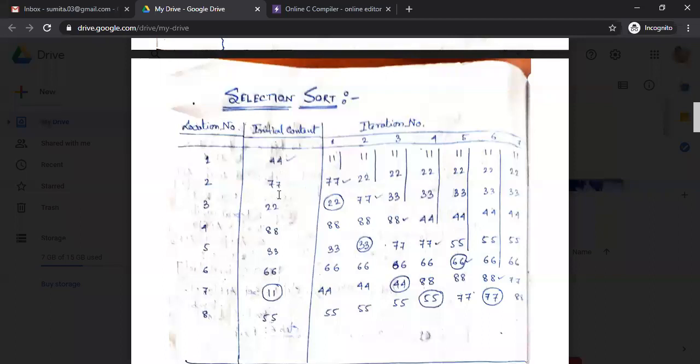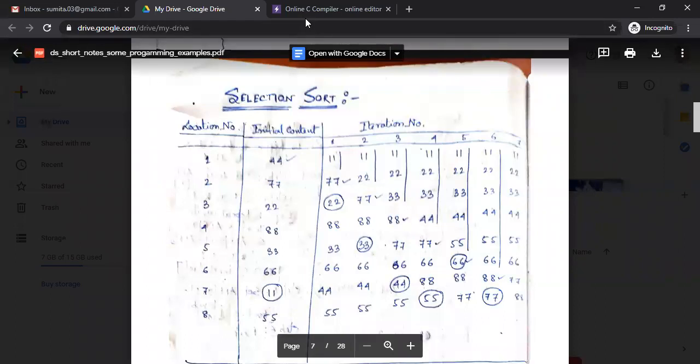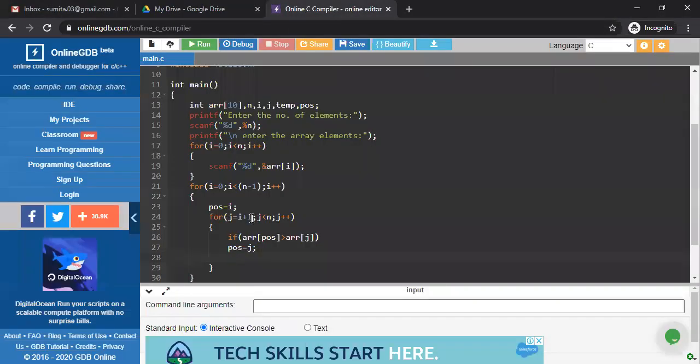Is it so or not? Am I clear or not? According to our program logic, we are basically comparing the position value and the J value. Why? Can you please tell me, anyone, why I'm writing in that way? Tell me.